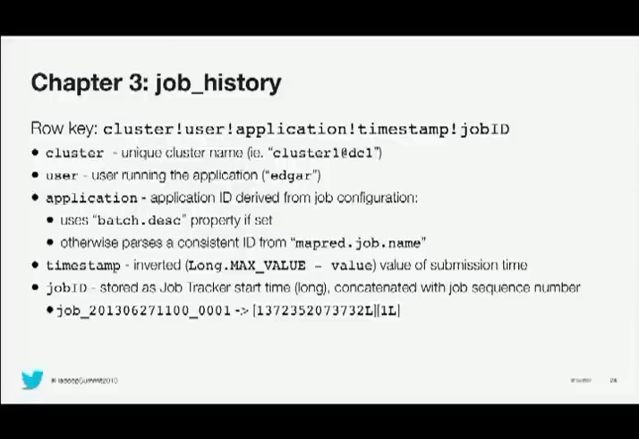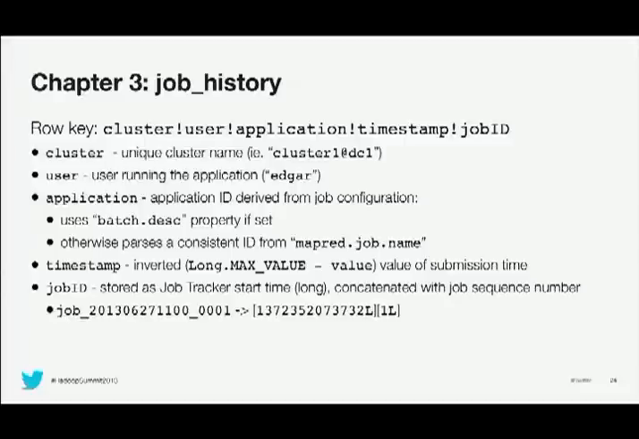The job history table is really the core of the system. It stores job-level data. There's 1 row per job, and each row is keyed by a combination of cluster, which is the unique cluster identifier. For example, we use a short format of short cluster name at data center. The user being the user who actually ran the application, in this case our friend Edgar.